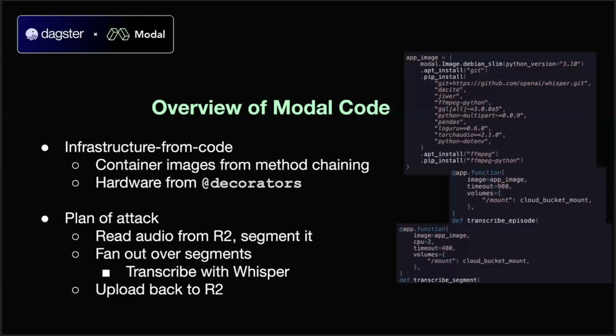So the overall plan of attack in this code is to read audio from R2. That happens in a Modal auto scaling function, so that will scale up. If you had hundreds of files to read, you might get 100 separate replicas running at once doing that, and then chunk the audio up and fan out over segments as well. Then within each file, we fan out again to say, okay, transcribe this segment, transcribe this segment.